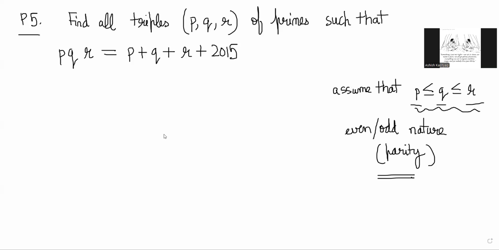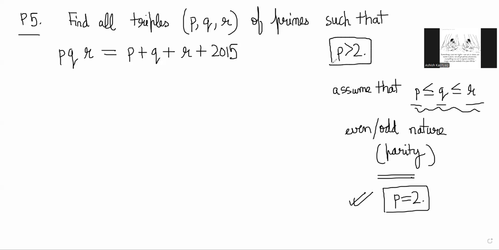What is the even or odd nature, or parity, of a prime number? What do you think prime numbers will be? Correct. Somebody is saying P must be 2. Why is he saying P is equal to 2? Because if P is also bigger than 2, then 2 is the only even prime number. All the prime numbers above 2 are always odd.